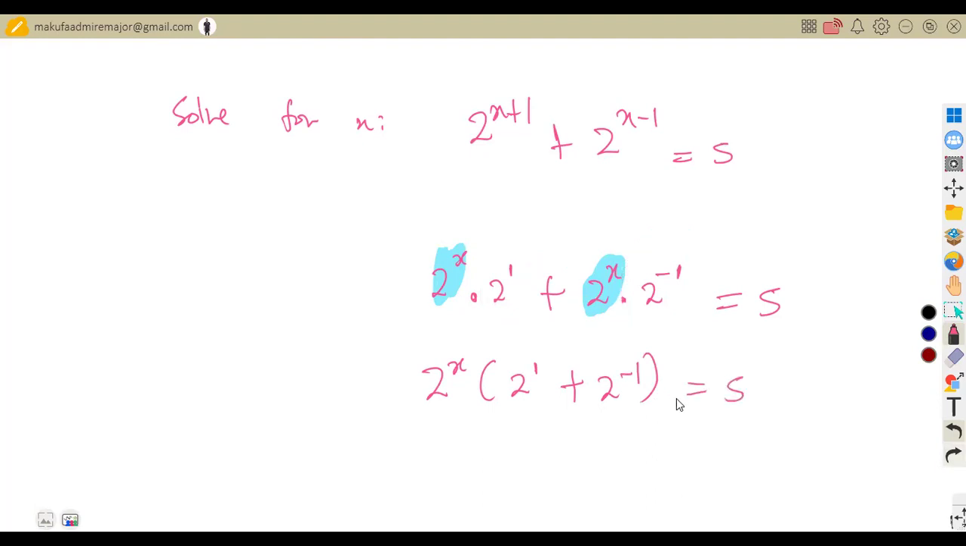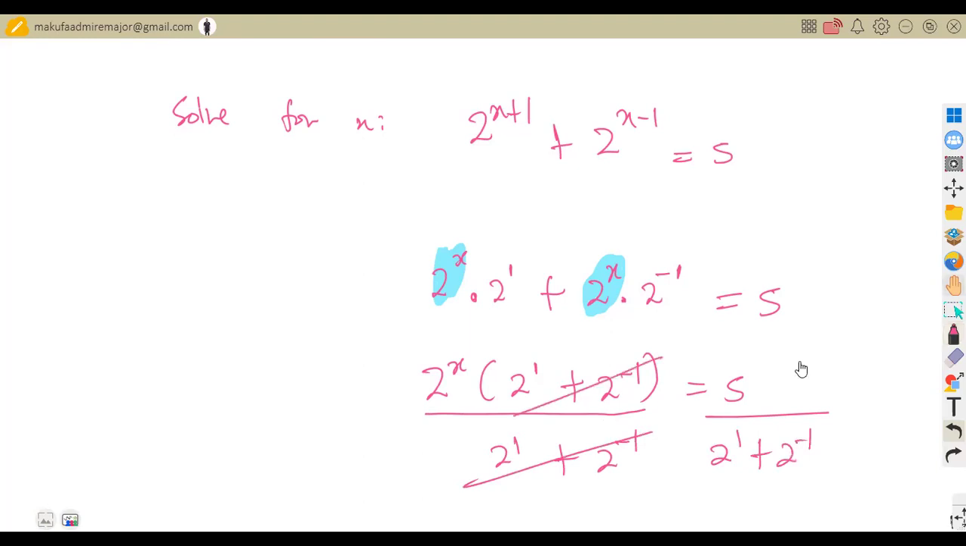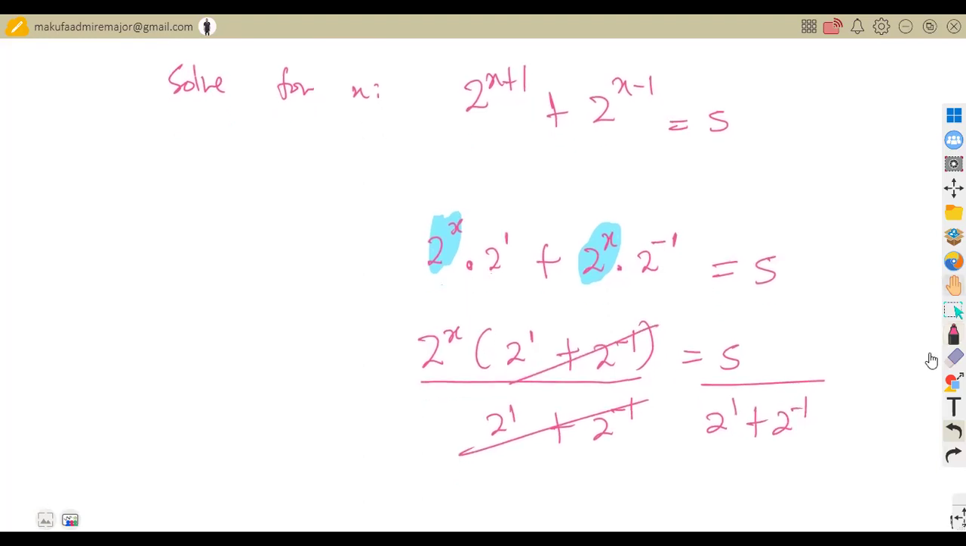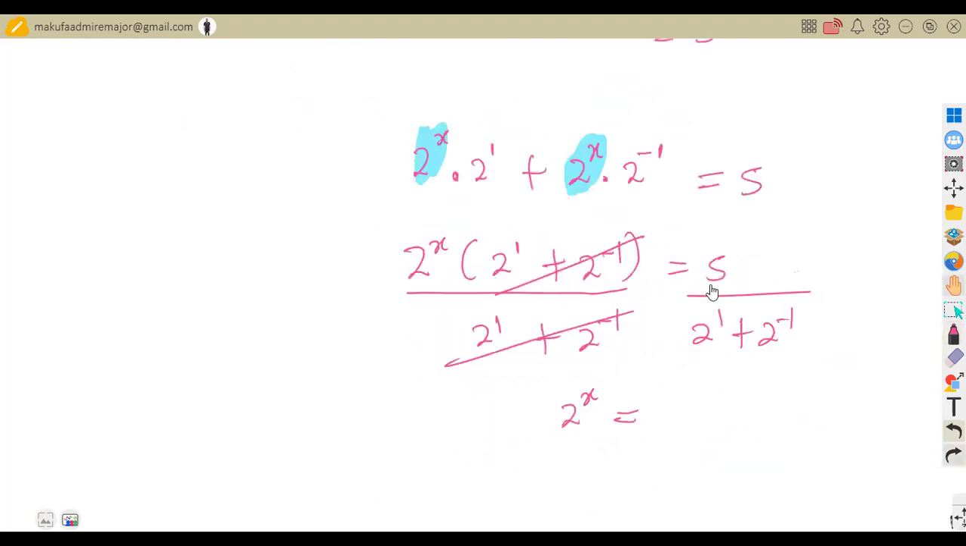All right, so in this case, guys, you can even divide by the bracket. You can divide by 2 to the exponent of 1 plus 2 to the exponent of minus 1, 2 to the exponent of 1 plus 2 to the exponent of minus 1. This cancels here. We remain with what? 2 to the exponent of x, only there. 2 to the exponent of what? Of x, which is equal to this part. We have to simplify that part. So how are we going to simplify this?